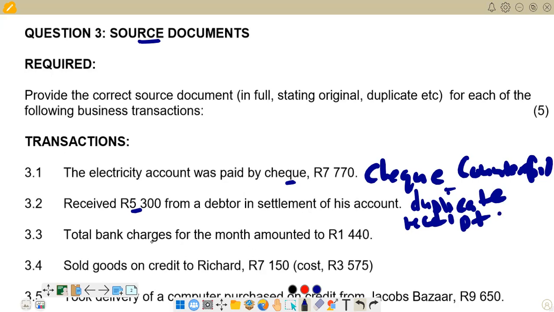Then 3.3 reads: total bank charges for the month amounted to 1,440. Which document supports these bank charges? So where can we find these bank charges? Bank charges are charged in the bank, and then they'll be recorded on the bank statement. So the bank statement becomes the source document that we have here. So here we've got the bank statement.